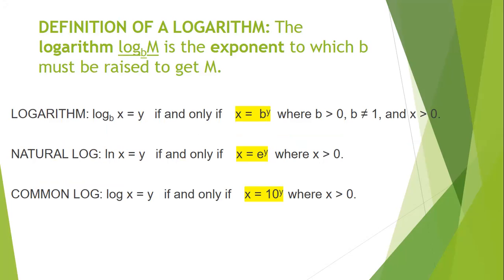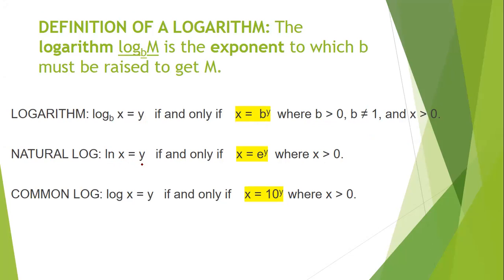We have our log with any base. So if I have a log with any base, as you can see here, written as log base b of x equals y, to rewrite it in terms of an exponent, it becomes x equals b to the y. And there are restrictions for b. b has to be greater than 0, b cannot equal 1, and x has to be greater than 0.